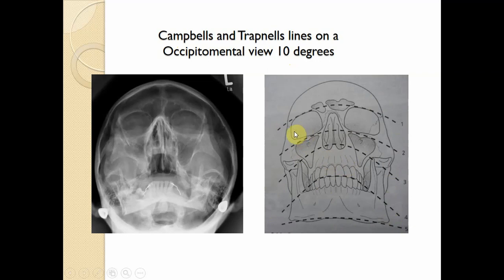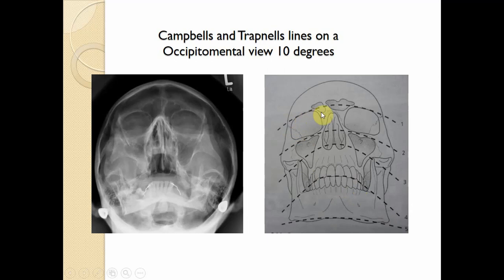The first line starts from the frontozygomatic suture, goes to the supraorbital margin, then the frontal sinuses and to the other side. The second line starts from the zygoma, infraorbital margin, maxillary sinus and goes to the other side. The third line goes from the condyle, coronoid, maxillary sinus, floor of the nasal cavity and to the other side. Next is the ramus and the occlusal plane. The fifth line is the lower border of the mandible. So this is the important part in our occipitomental view: Campbell and Trapnell lines, there are 5 lines.